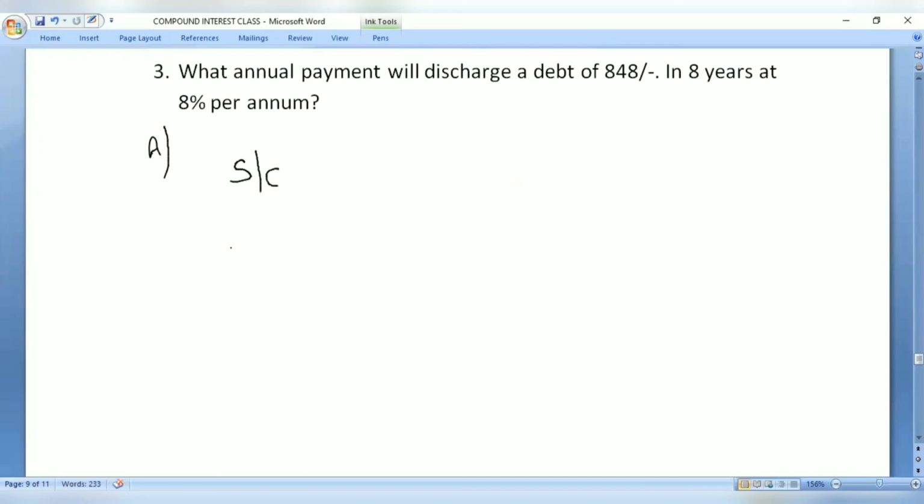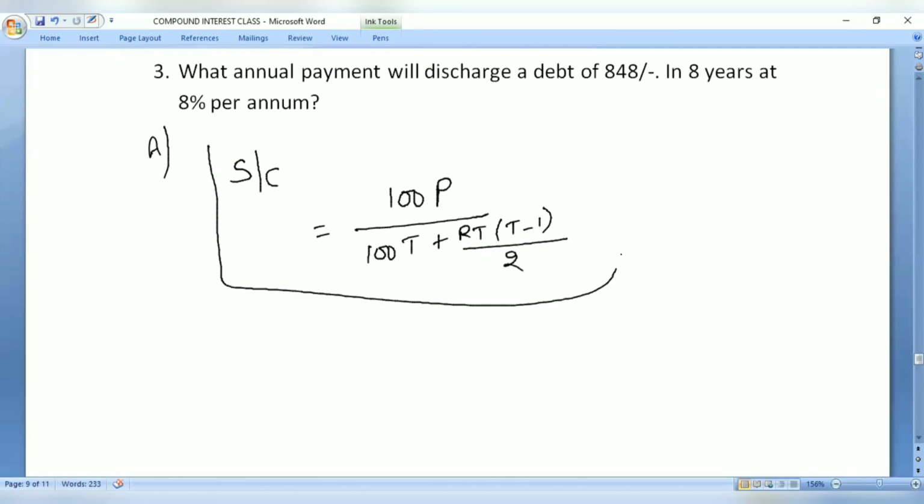The shortcut says the annual payment that will discharge a debt of principal P due in T years with rate of interest R. The formula says 100 P divided by (100 T plus RT into (T minus 1) divided by 2). This is the shortcut formula to answer this particular question.